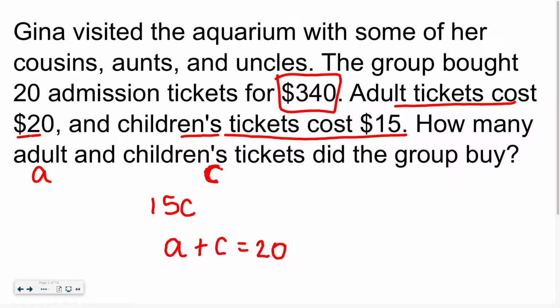Say it again. Wouldn't it be 15C? 15C, because what does that represent? The cost of the kids tickets, and then what else? Plus 20A, because that represents the cost of the adult tickets, and that has to equal what? 340 because that's the total. $340. So that's the tricky part with systems.